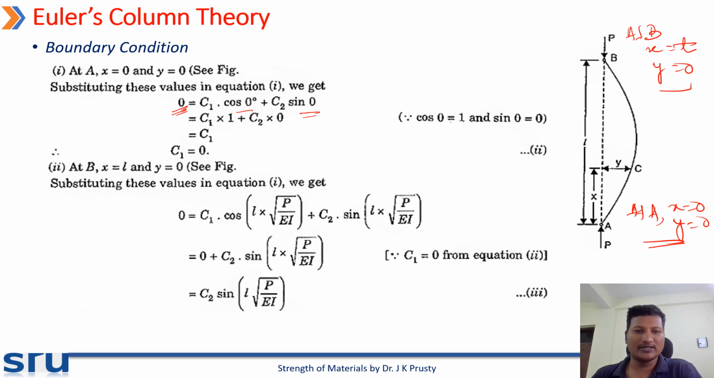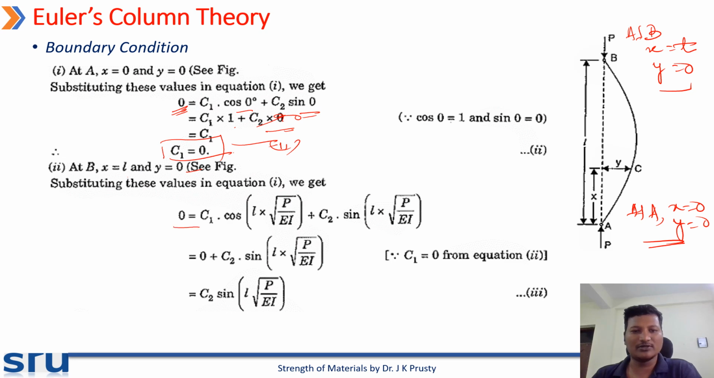So this is C1 into 1 plus C2 into 0. So this becomes 0. C1 is equal to 0. You get C1 is equal to 0. This is equation 2. Now he put the second boundary condition at x is equal to L and y is equal to 0. So we substitute these values in equation 1.